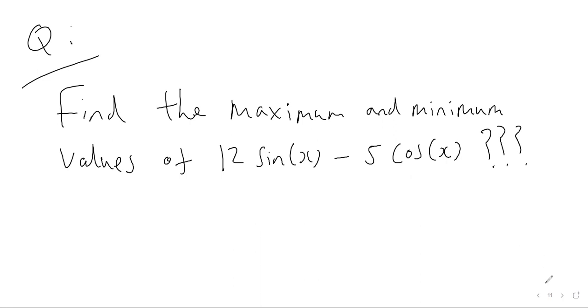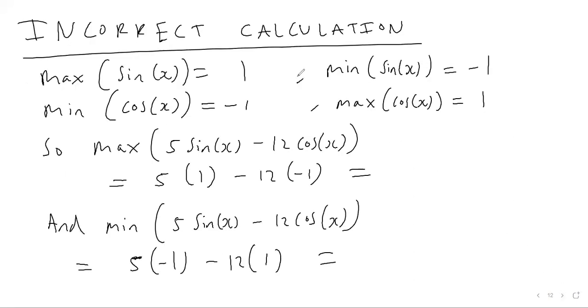What some students may be tempted to do, if this was an exam question, is this calculation here. They may say the maximum of sin x is 1 and the minimum of cos x is -1. When we think about the sine and cosine graphs, the sine graph has a maximum of 1 and a minimum of -1. The cos graph is very similar, just shifted across, with a maximum of 1 and a minimum of -1.